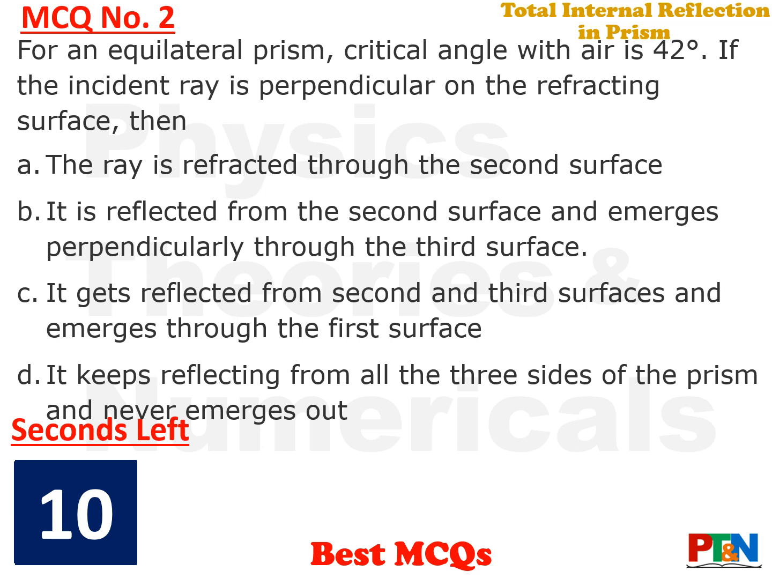Next MCQ. For an equilateral prism, the critical angle with air is 42 degrees. If the incident ray is perpendicular on the refracting surface, then what will happen? There are 4 options. The ray is refracted through the second surface. It is reflected from the second surface and emerges perpendicularly through the third surface. It gets reflected from the second surface and third surface and emerges through the first surface. 4th option, it keeps reflecting from all the 3 sides of the prism and never emerges out. You have got 10 seconds for this MCQ. Your timer starts now.